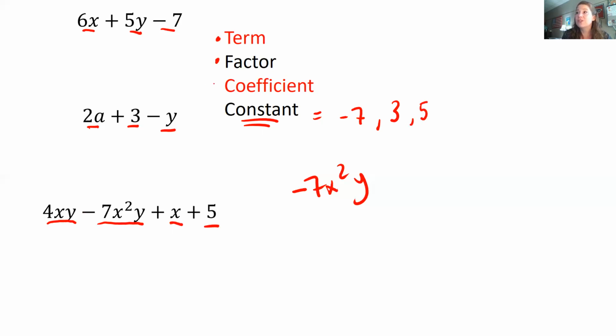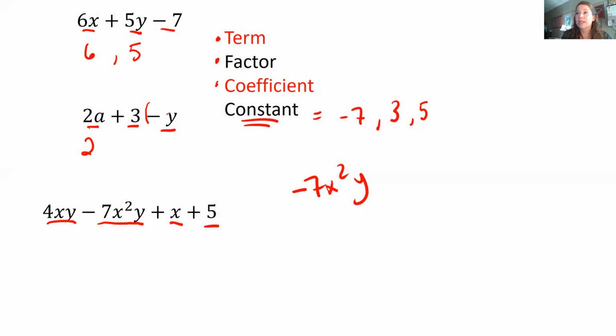And then the coefficient is a number that is being multiplied by a variable. It's the number. So what's being multiplied by x? The 6. 6 is a coefficient. What's being multiplied by y? 5. -7 is a constant. It's not a coefficient. What's being multiplied by a? 2. So 2 is the coefficient.